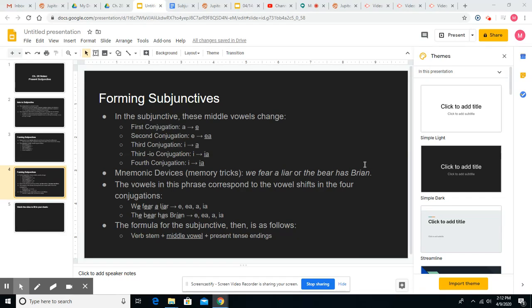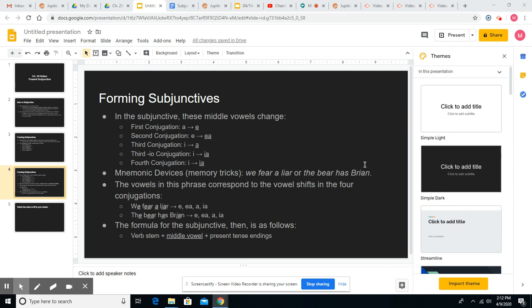So now we can see here the middle vowel changes that occur in the subjunctive mood. So first conjugation, we usually use an A. Instead, for the subjunctive, we're going to use an E. For the second, where we usually use an E, we're going to use an EA.